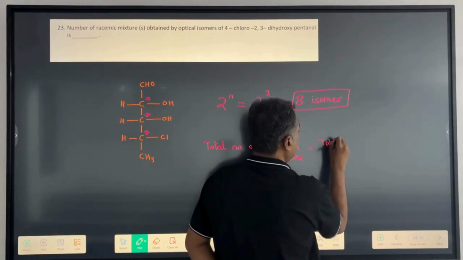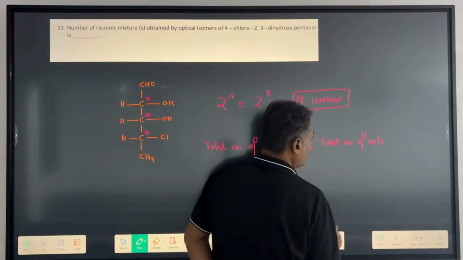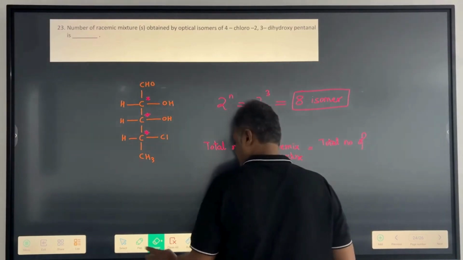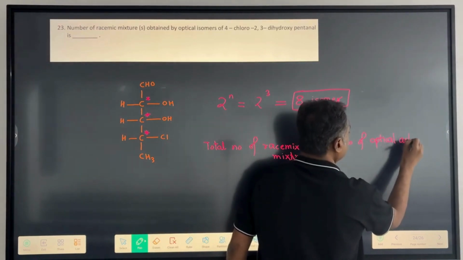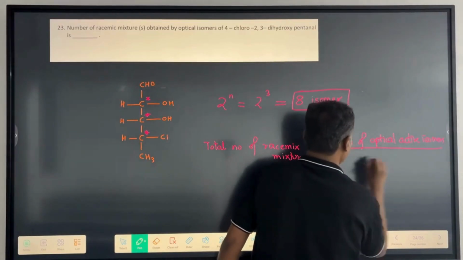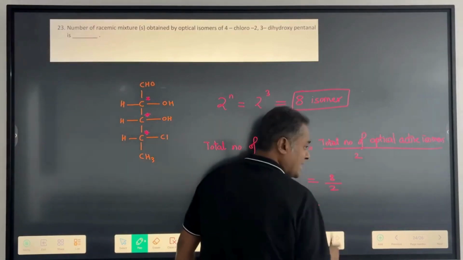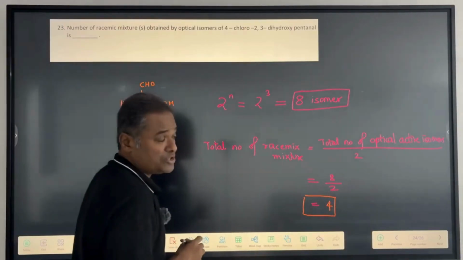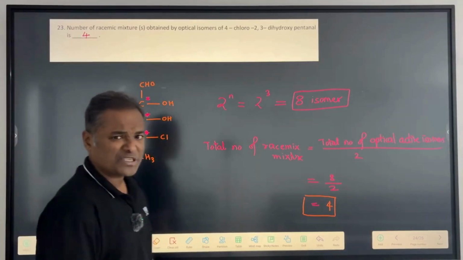the total number of optically active isomers divided by 2. So here it will be 8 divided by 2. So your correct answer has to be 4. So for this numerical question, the answer is 4. I hope this is clear, child.